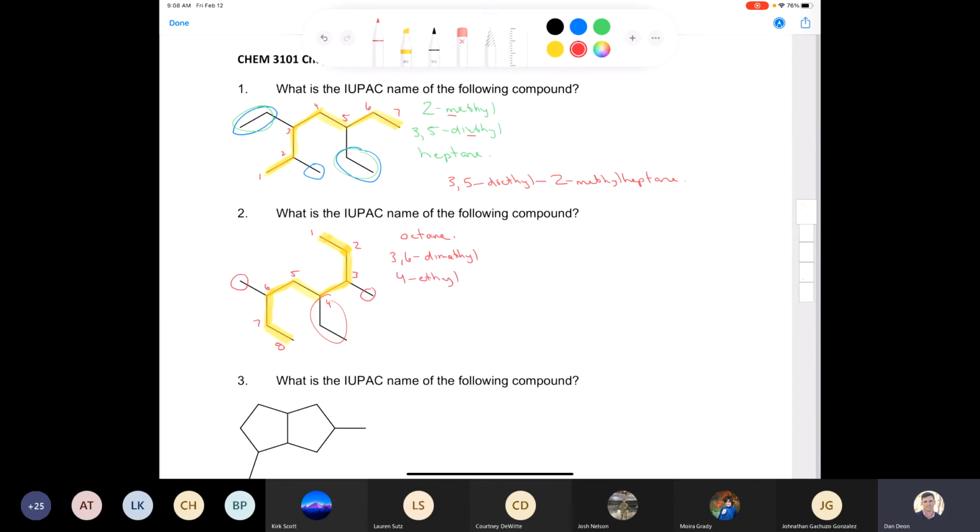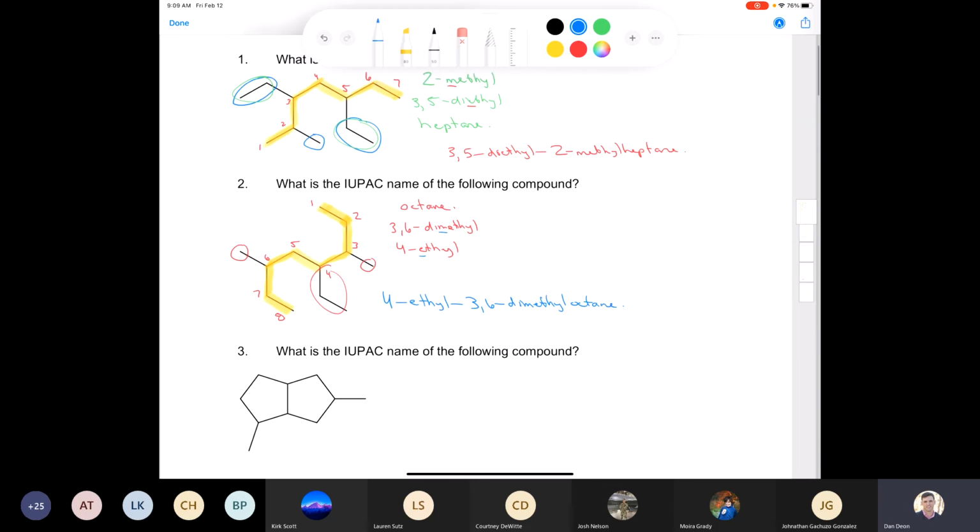And so I've got a lot of dimethyls and diethyls. How are we going to alphabetize this? We've got M for the methyl and we've got E for the ethyl. E comes before M in the alphabet. So this must be 4-ethyl-3,6-dimethyloctane.